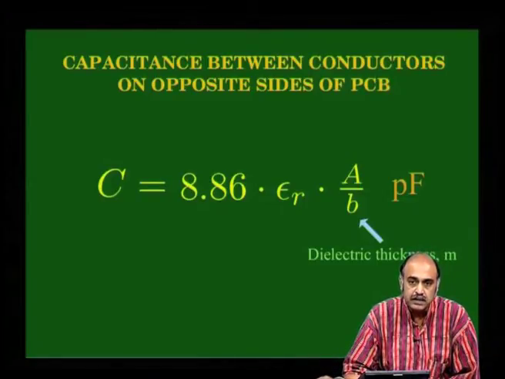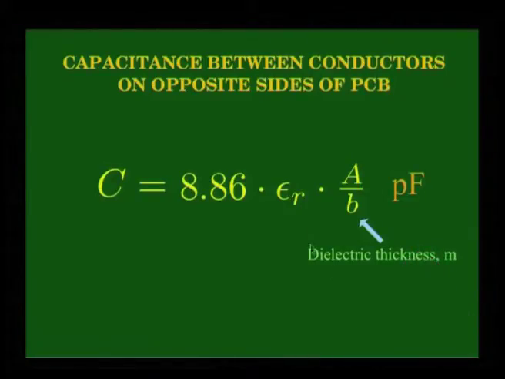B is the dielectric thickness. Now, dielectric thickness, we are expressing it in meters. The dielectric thickness is more or less fixed when you are talking of capacitance between conductors on opposite sides of the PCB, because the dielectric is the PCB itself, the laminate itself, and the thickness is more or less fixed in most of the common PCBs, which is 1.6 mm.